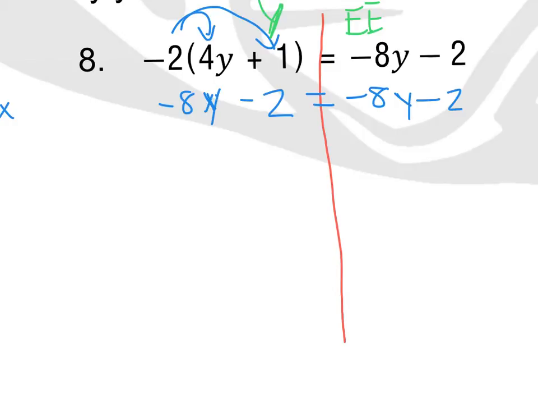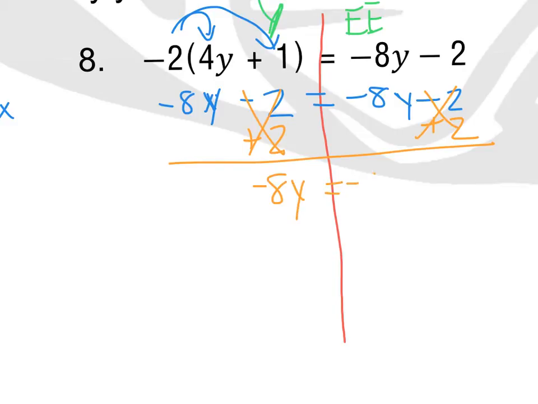What's on the wrong side? Well, this minus 2 here doesn't have a y with it, so I know that needs to go. So I am going to add 2 to both sides, because whatever I do to one side, I have to do to the other. So these minus 2 plus 2 cancel. So I end up with negative 8y equals negative 8y. Well, I'm still trying to get all the y's on one side, so I need to add 8y to both sides. And again, those are going to cancel, so I'm left with 0 equals 0.